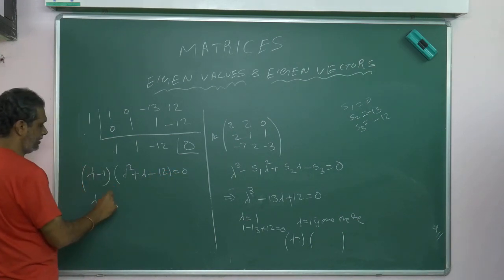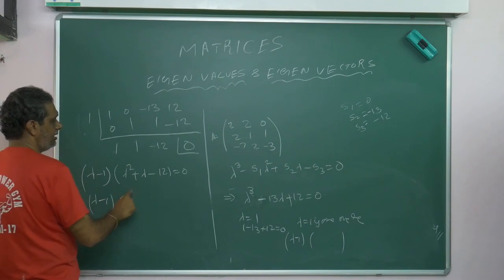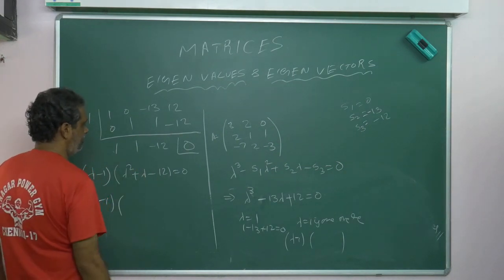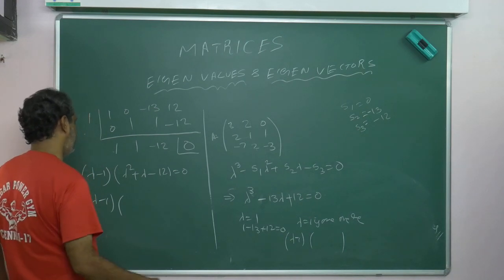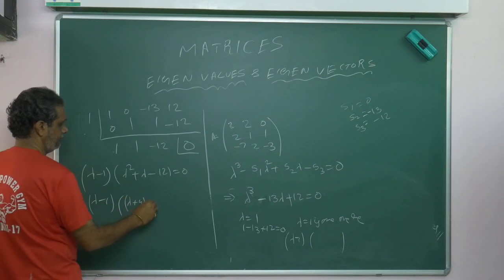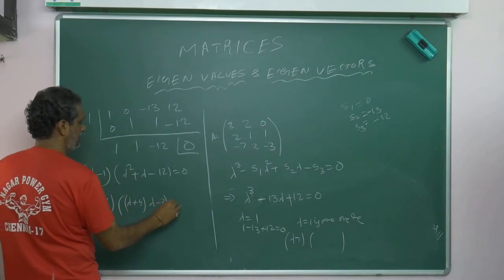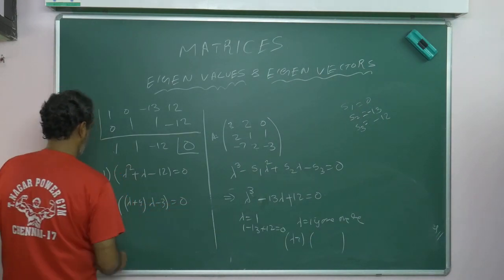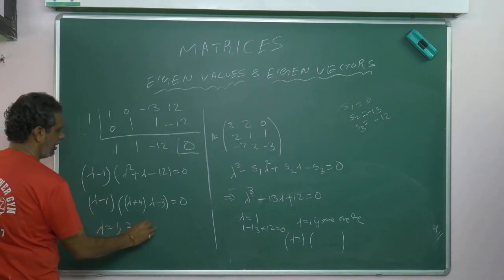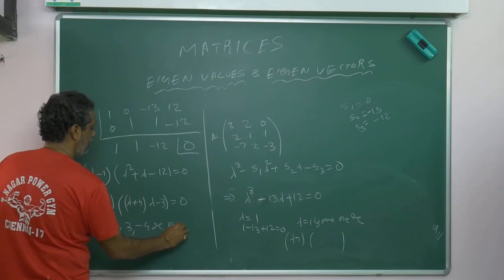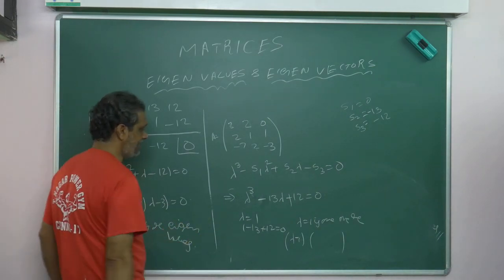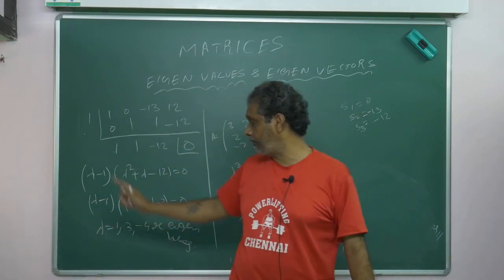So what are the roots? Multiply gives minus 12, add gives 1. So 3 into 4 I will take, plus 4 minus 3. Lambda plus 4, lambda minus 3 is equal to 0. So lambda is equal to 1, 3, minus 4 are the eigenvalues. If they ask for eigenvectors, you have to do up to here.